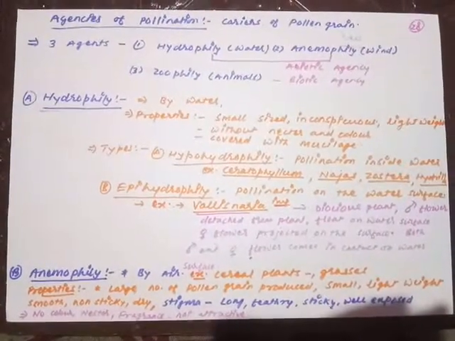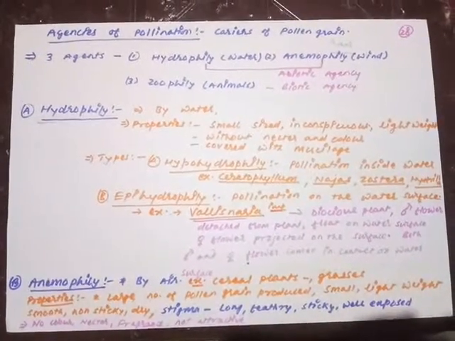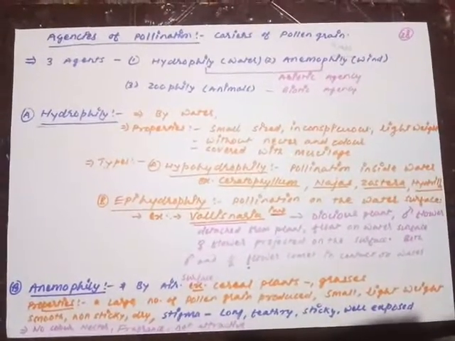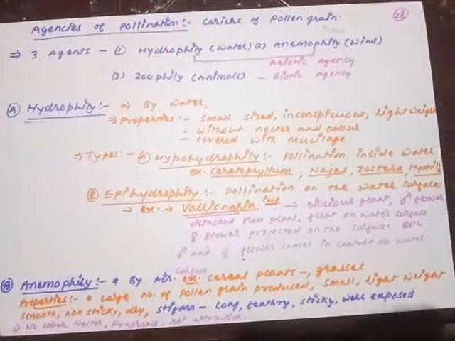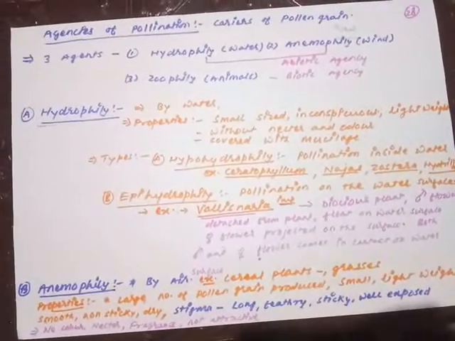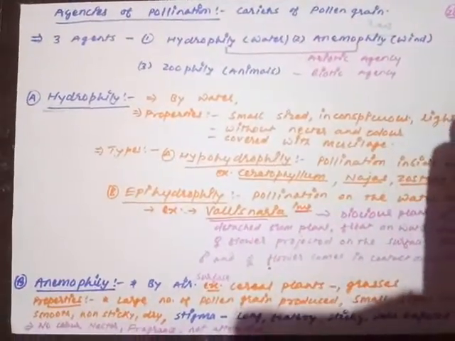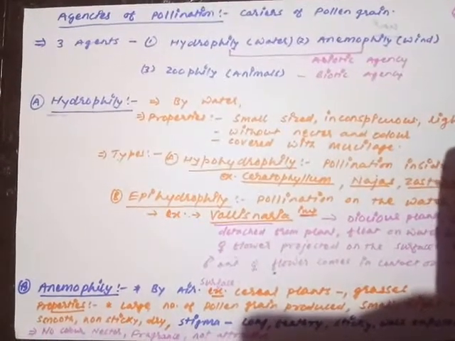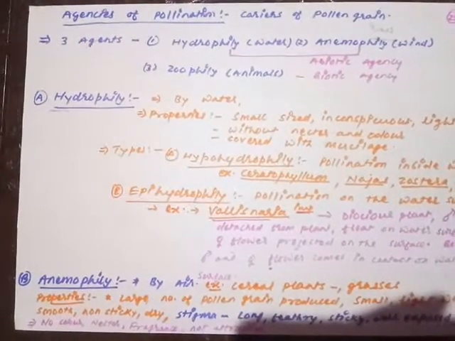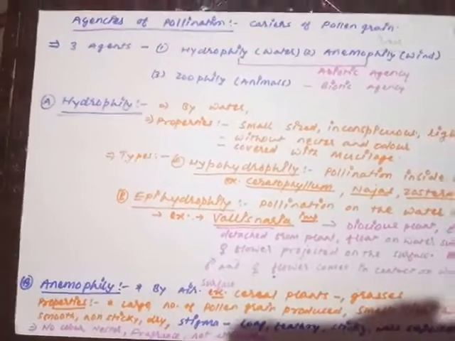After completing self pollination and cross pollination, and the devices for them, we are moving further in the process of pollination. Now we are going to discuss some specific carriers of the pollen grains, that is, agencies of pollination. Agencies of pollination means the carriers of pollen grain. In self pollination there is no carrier required, because the pollen grains fall on the stigma of the same flower, so there is no requirement of an agency.